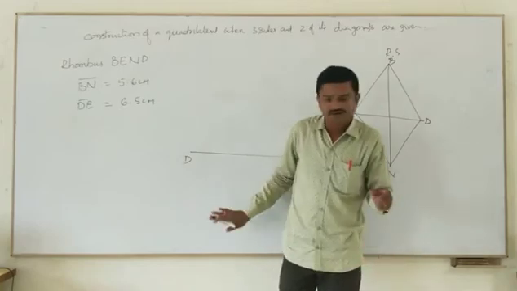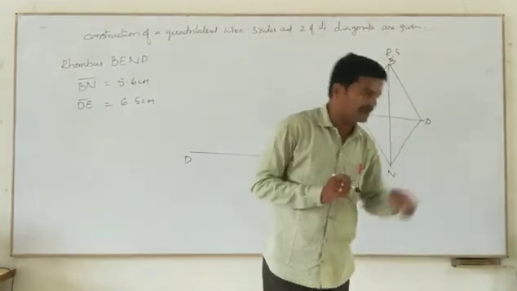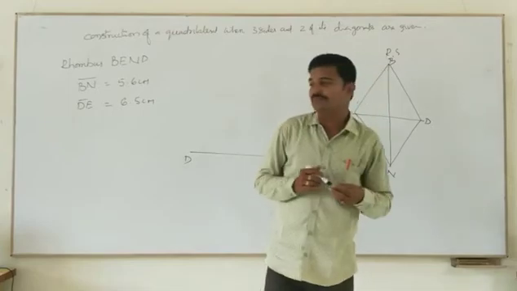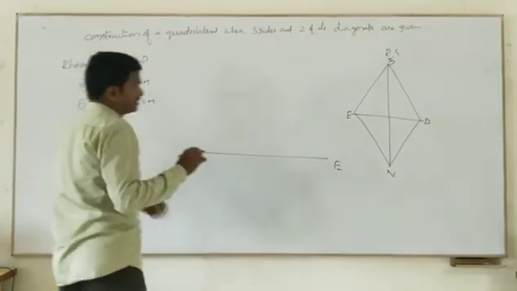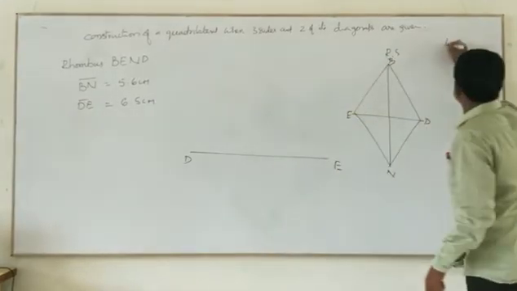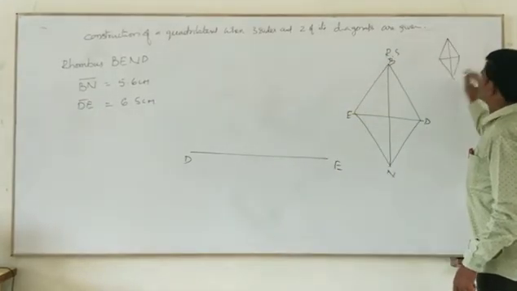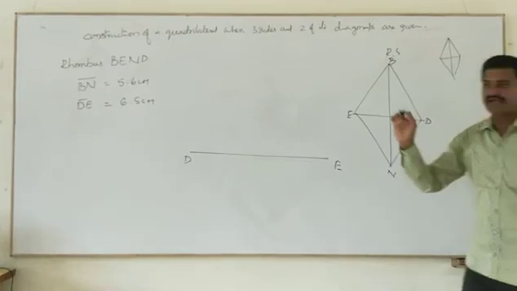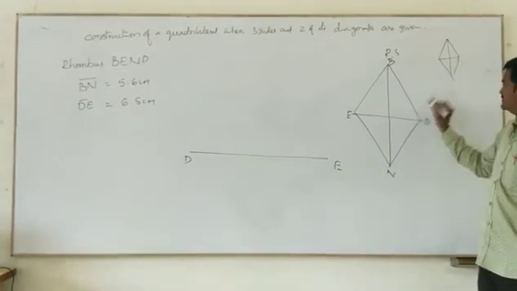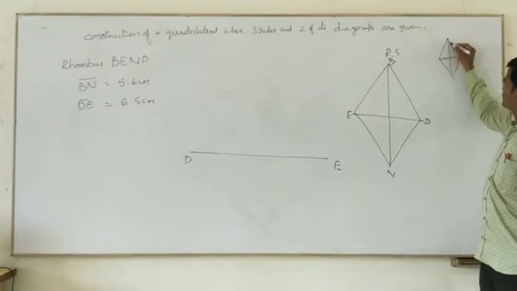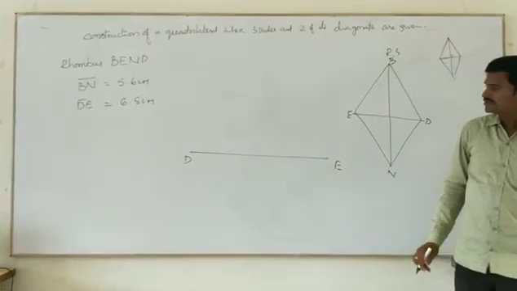We can't. So here we can apply one of the properties of a rhombus. What is the property of a rhombus? In a rhombus, the diagonals of a rhombus perpendicularly bisect each other. That means this and this will be equal, and this and this will be 90 degrees. Are you following?